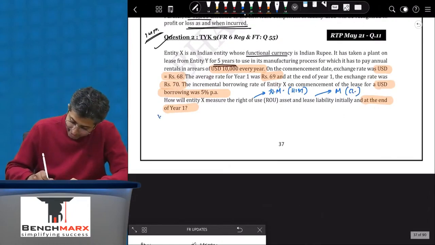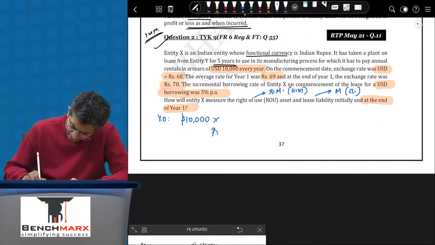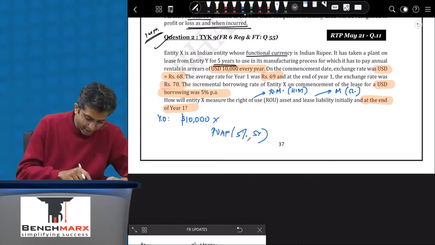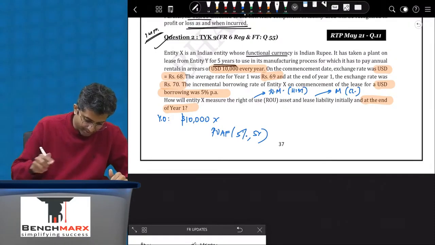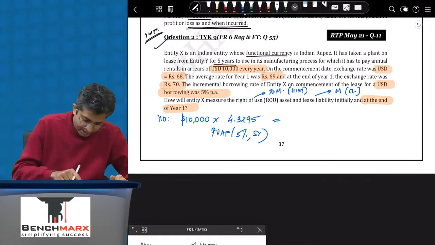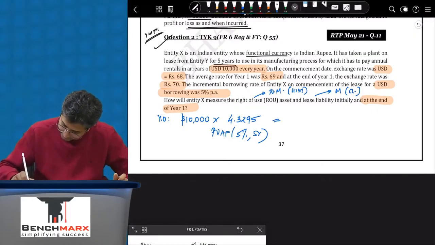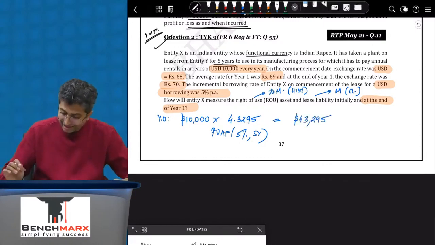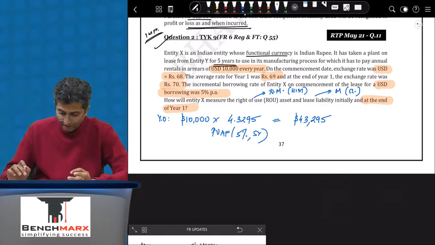First of all, you have to find the value at year 0. At year 0, the lease payment is $10,000. We can take the present value annuity factor at the rate of 5% for a period of 5 years. So this is 1 divided by 1.05, 1, 2, 3, 4, 5. You can even prepare a separate table if you want to. The factor is 4.3295, let us say. So 10,000 into 4.3295 will come to 43,295. This is your lease liability in dollars along with the ROU asset.